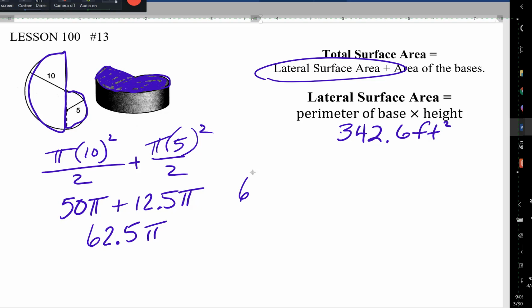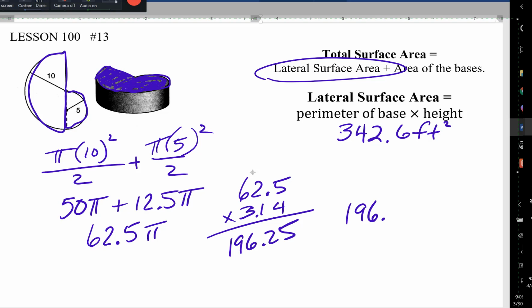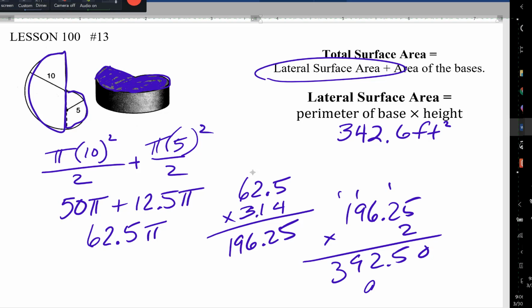And we have to multiply that out, 62.5 times 3.14. I'm just going to do it real quick on my calculator so that I don't waste time, but you know how to multiply. So that's 196.25. And that is one base. So that could be the top. And then we have to multiply that by 2 to get both bases. So 196.25 times 2, and that's 12, carry the 1, 9, carry the 1, 3. So 392.5, that's the area of the bases.